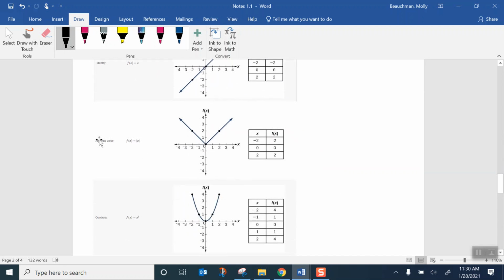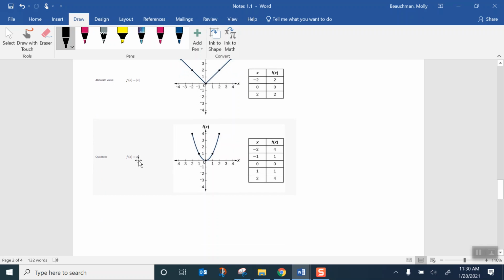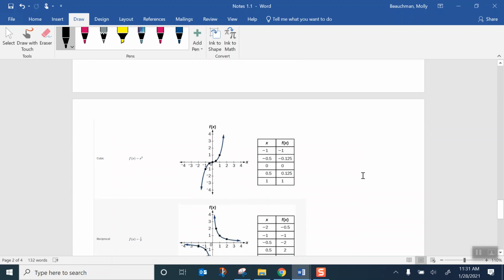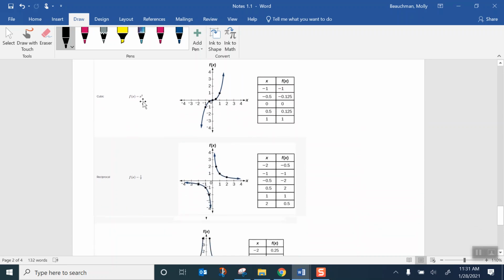Next function is absolute value. If you have f of x is equal to the absolute value of x, remember that absolute value takes all of your x values and makes them positive. So we get this V shape. From quadratics, we've got f of x equals x squared. So this is the basic quadratic. These keep extending beyond the points that are graphed, by the way. There's a cubic function, f of x equals x cubed.